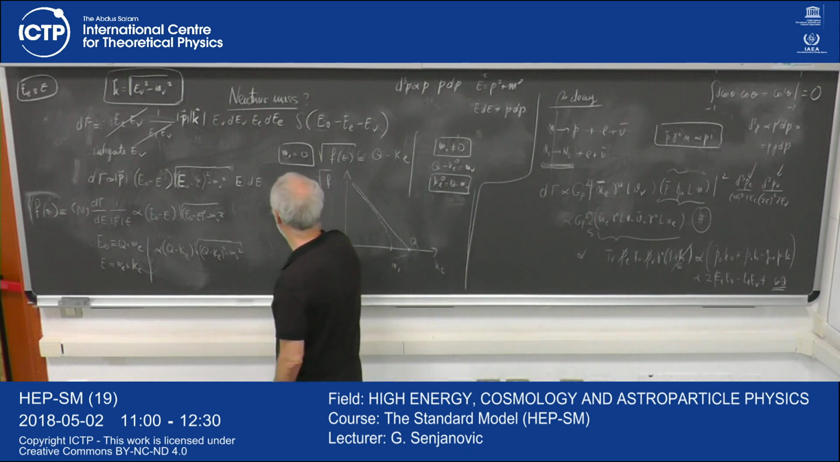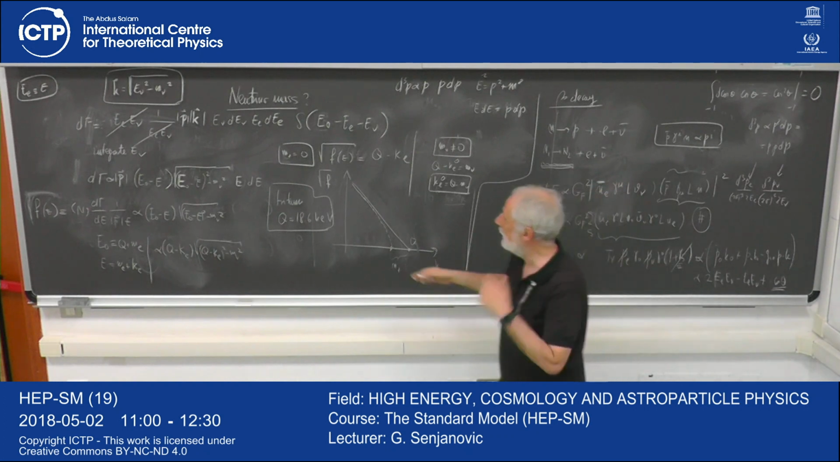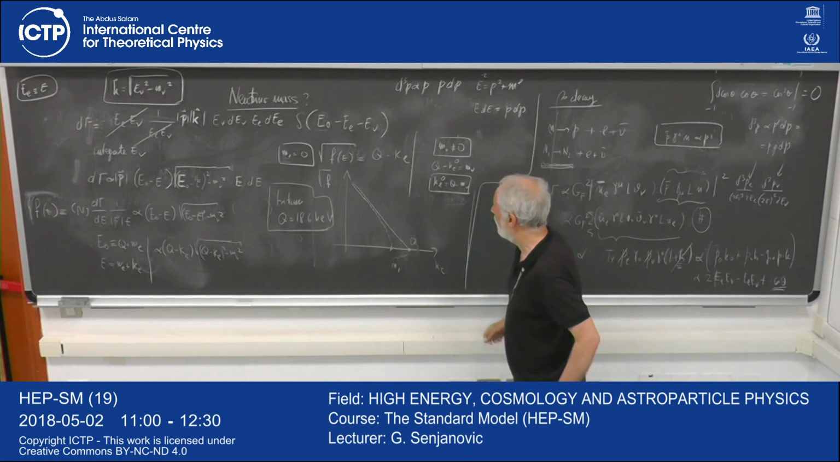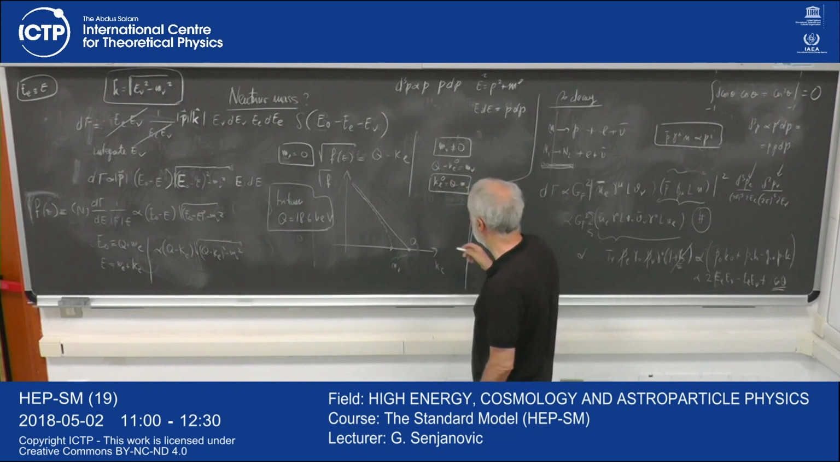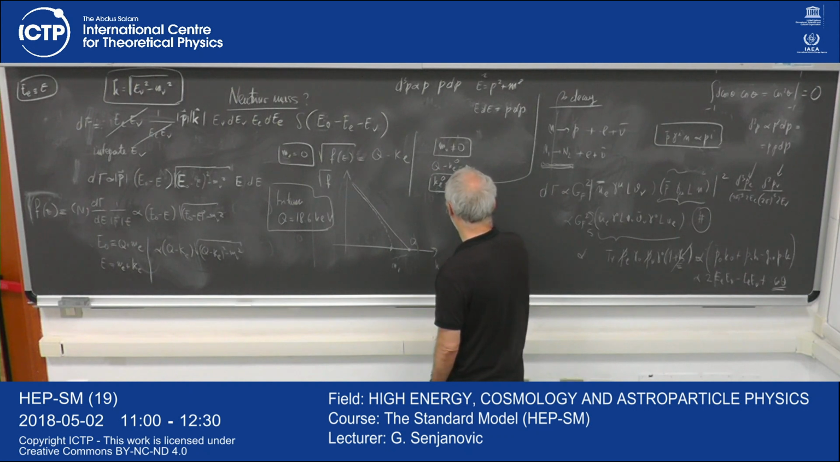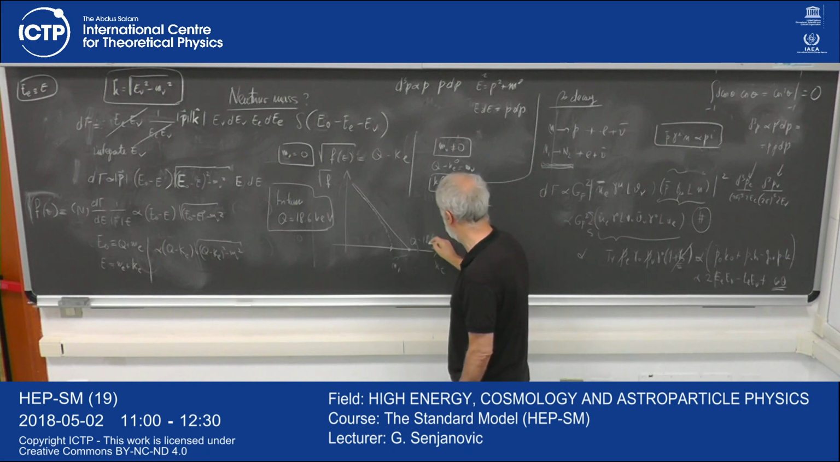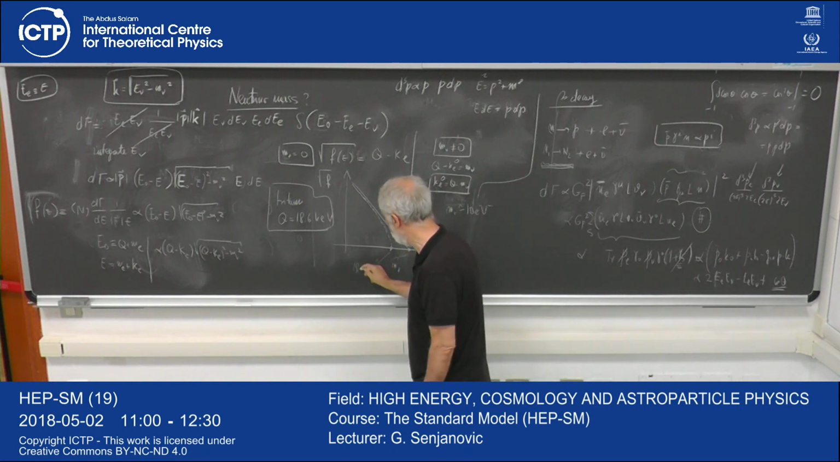Tritium has Q of 18.6 keV. This is ideal, smaller even than the electron mass, obviously. It's very small. So if the neutrino mass were of the order of 10 electron volt, this would be 18.59 instead of 18.6.